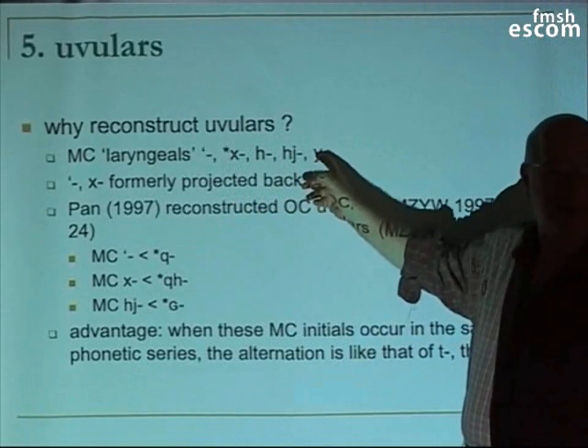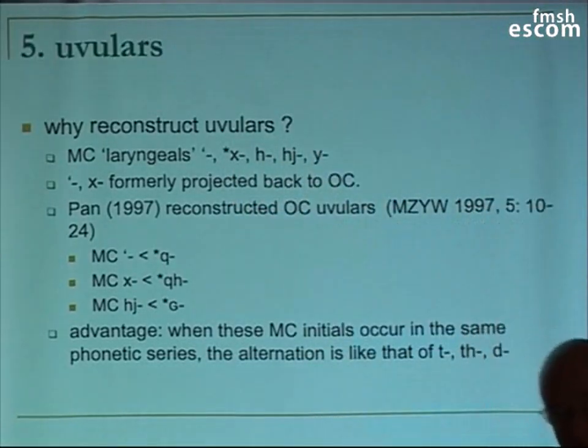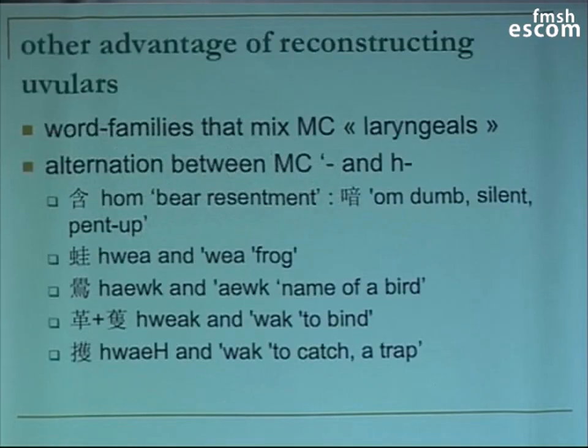Now, another advantage of reconstructing uvulars is that it's not just in phonetic series. It's also in word families that you find these sounds alternating. Okay, you find these sounds alternating in word families too. Now this is even stranger because with word families we're not dealing with phonetic similarity. When two words belong to the same word family, they've got to have the same root, and to have the same root means that they have to have the same initial.